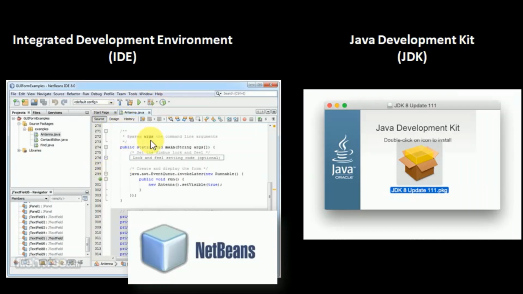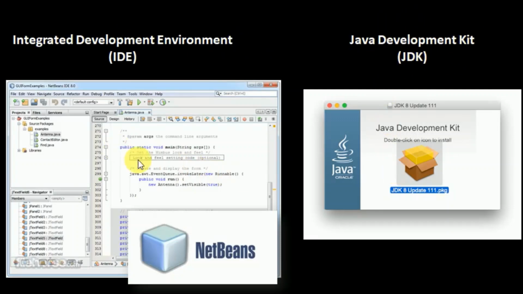In this chapter, we'll be setting up your computer for programming. Now, in order for your computer to be used to program in Java, you're going to need two things. First, something called the Integrated Development Environment, or IDE for short, and another thing called the Java Development Kit, or JDK for short.